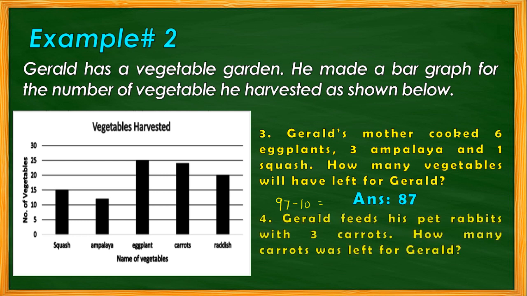Now, for question number 4. Gerald feeds his pet rabbits with 3 carrots. How many carrots were left for Gerald? Based on the data presented, the number of carrots would be 24. If this would be 24, we're going to subtract 3. The answer would be 21 carrots.